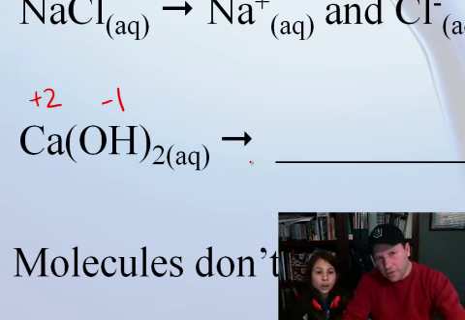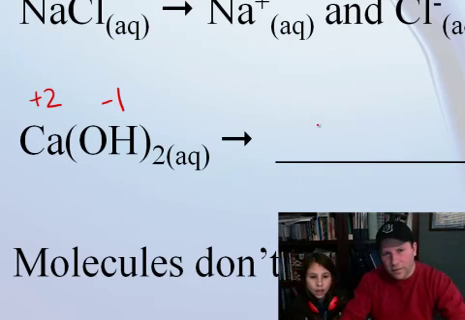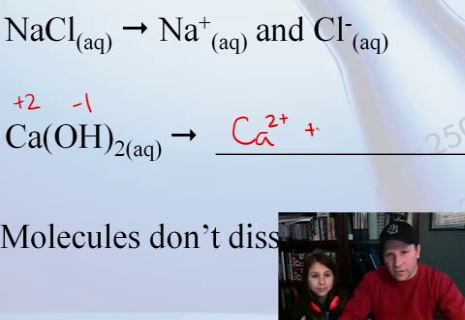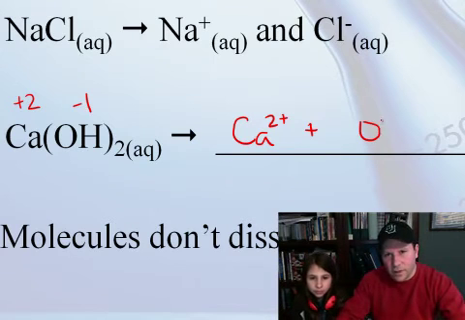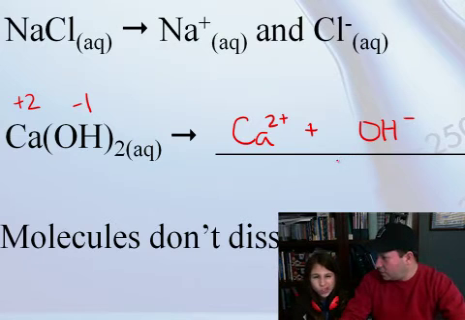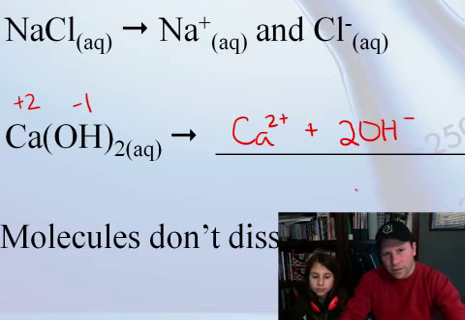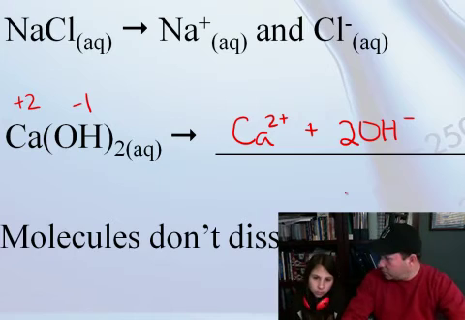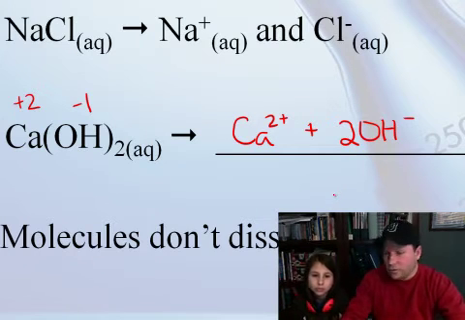Yeah. So when this breaks apart, it's going to break apart into those ions. So the calcium is going to be like this, Ca2+, and the hydroxide is OH with a minus. Now, how many hydroxides are in calcium hydroxide? 2. So I'm going to throw a 2 in front of that. So calcium hydroxide will break apart into Ca2+ and 2 OH-. Cool. Will it conduct electricity if I put it in water? Yes, it will, because it broke apart into ions.